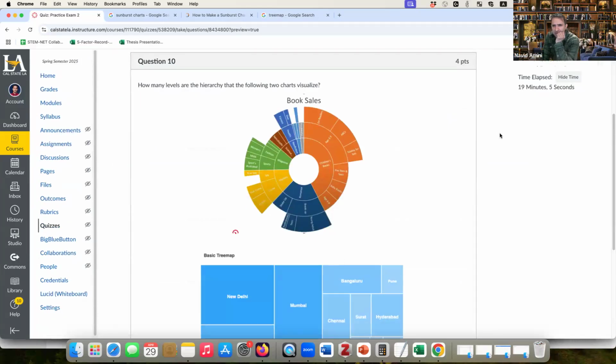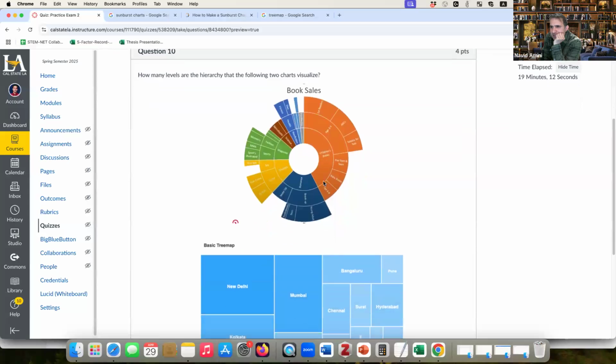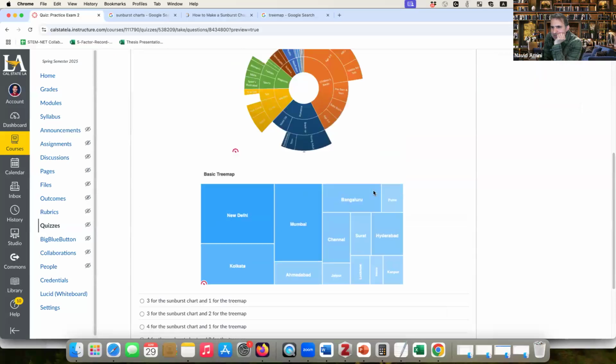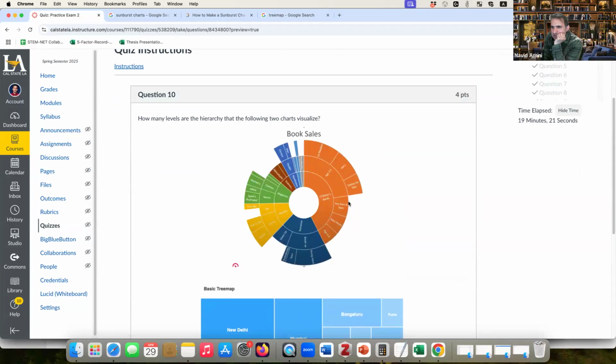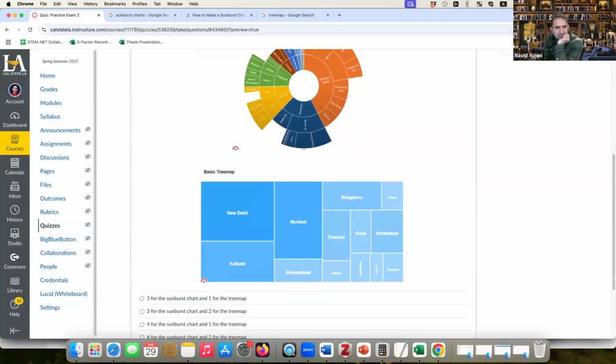Okay, we already had this in the quiz, so I'm hoping that you guys all get it right. How many levels do we have in this chart? This is a sunburst chart and this is a tree map. How many levels do we have? I know sunburst charts are still new, but I'm sure you can get it right. So here we have 4, right? Because we have to count this. So 1, 2, 3, 4. What about this tree map? How many levels?